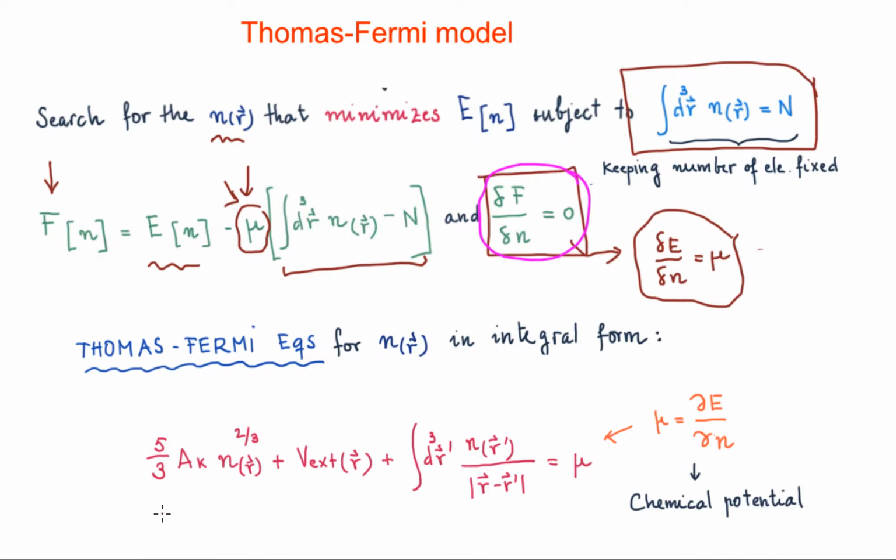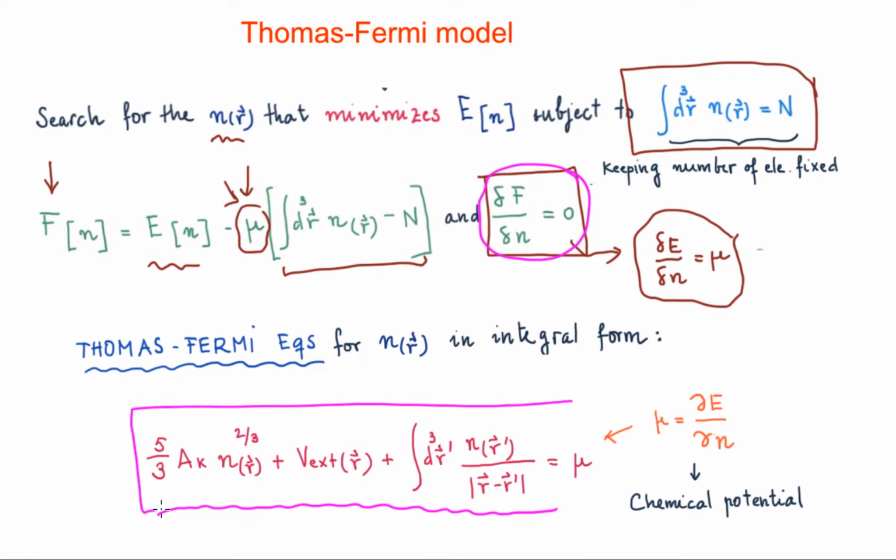It's very simple actually, and this is the result we have. And then minus mu times 1, and then mu passes to the other side like that, so that's going to be equal to mu. So this is actually the Thomas-Fermi equations that we have for the electronic density in the integral form. As you can see here, the electronic density is inside an integral. So these are therefore the Thomas-Fermi equations.